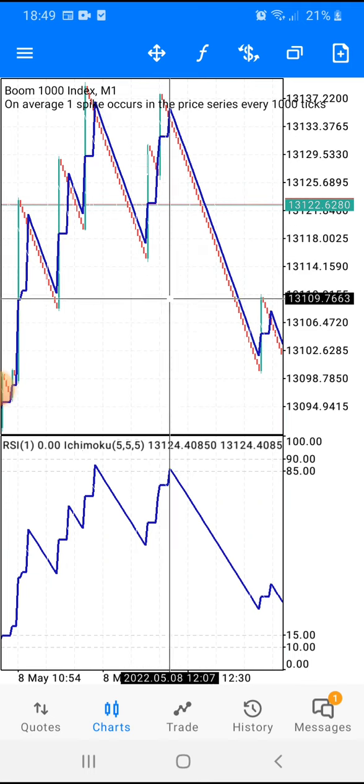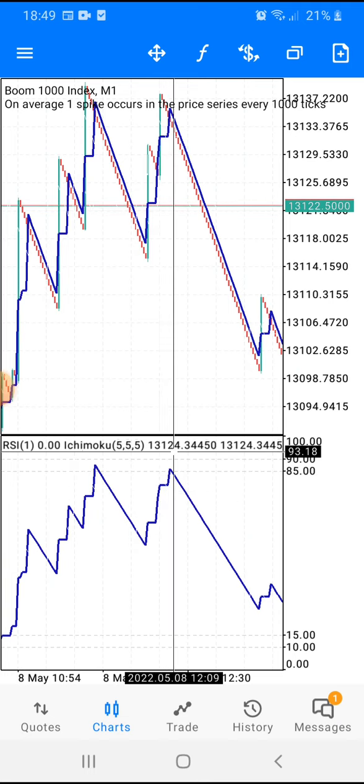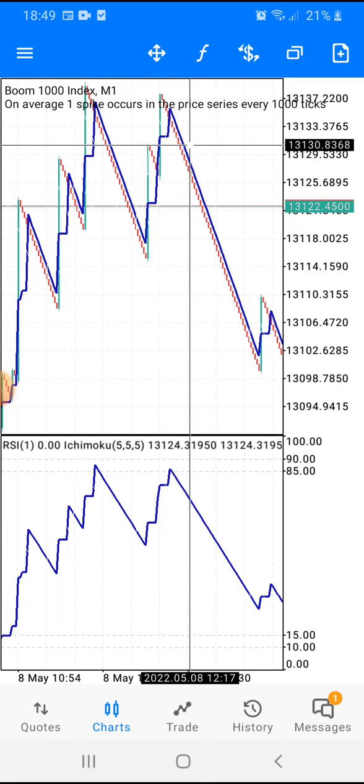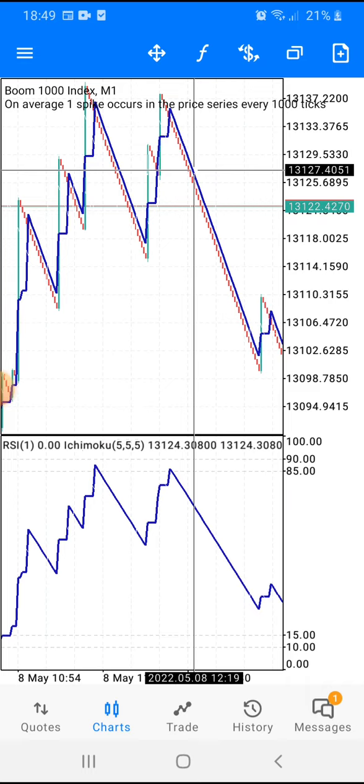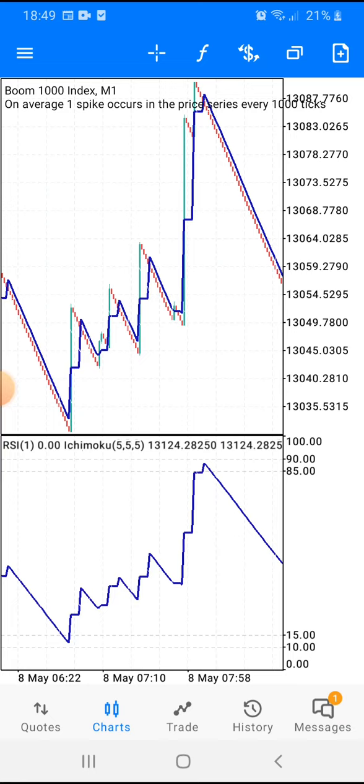Then here again there was a spike, and we can see here the Ichimoku on the indicators window is between level 85 and 90. Then here there's a crossing of the Ichimoku downwards. Then you count your 5 candles and you're out. So you can do this many times in a day.